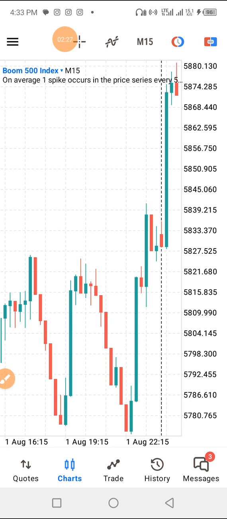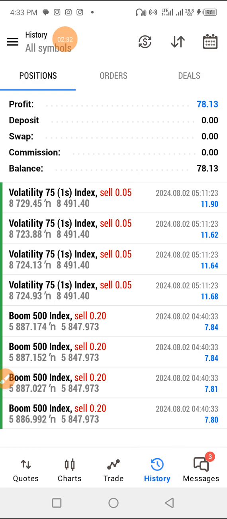For today, let me show you the result for today on that strategy. This is on the volatility 75 index. You can see this is over $78, and all these trades won't take up to 1 hour. So when you have this software in your possession, you'll be able to read what price is doing. You'll be able to tell what price is doing. So it's not just depending on indicators alone. Indicators alone will not make you a professional trader. That is just the plain truth.